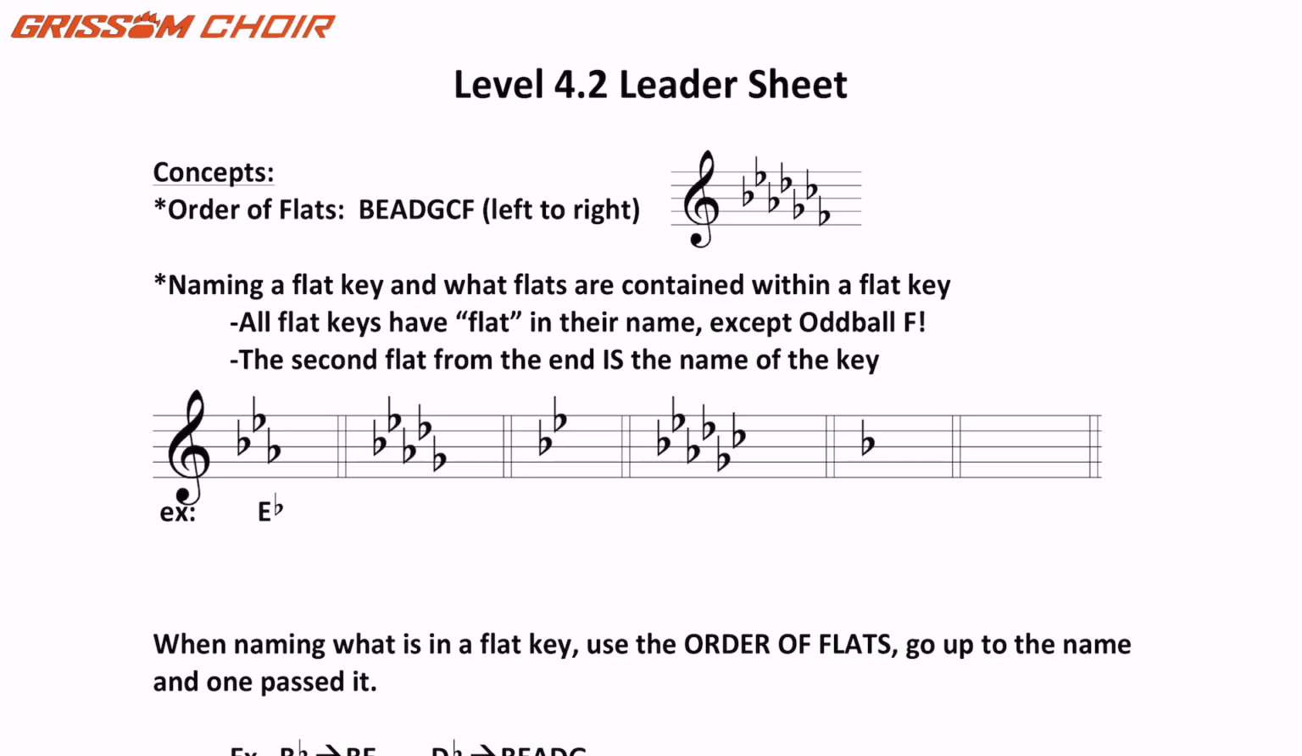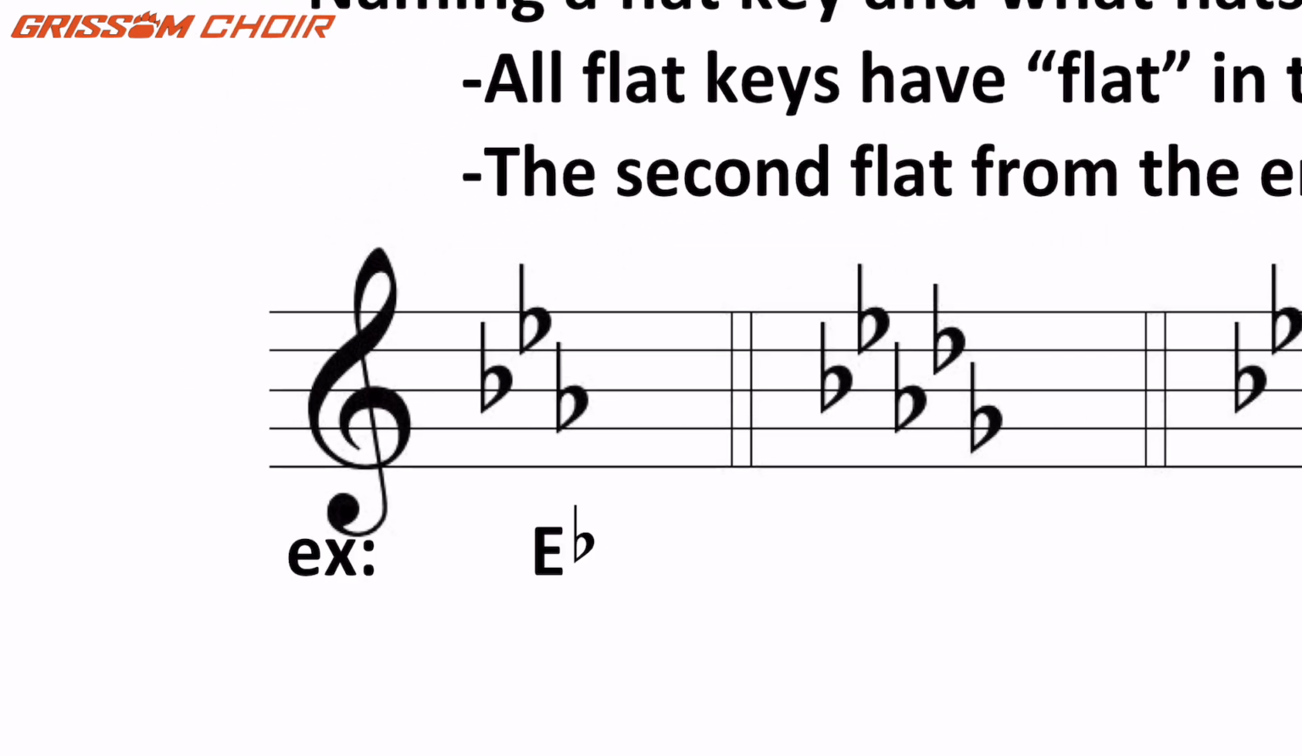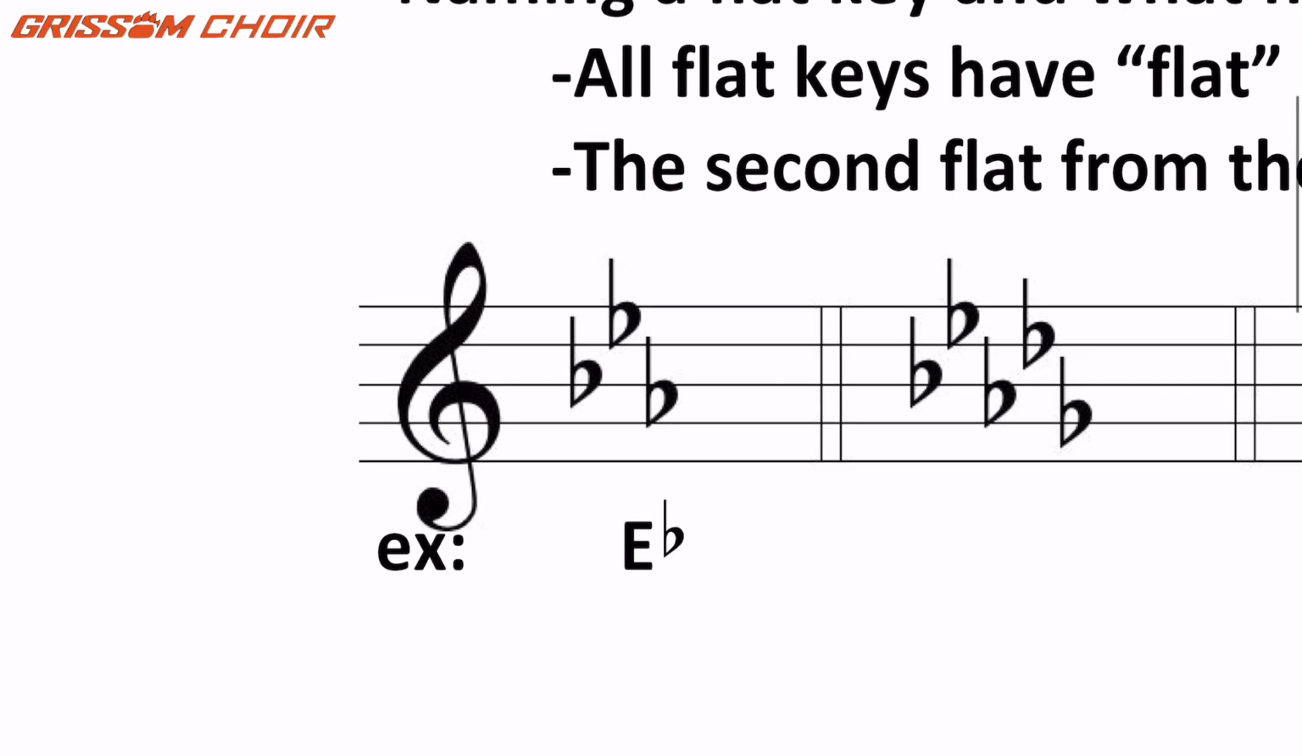If we look at the example that's been done for us, there are 3 flats in this example: B flat, E flat, and A flat. 3 flats: B flat, E flat, A flat. We look at the next to last flat from right to left. That flat is E flat, and that is the name of the key signature. We are in E flat major.